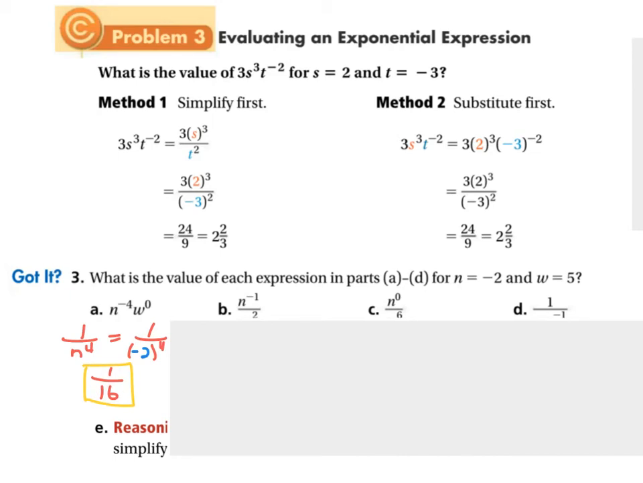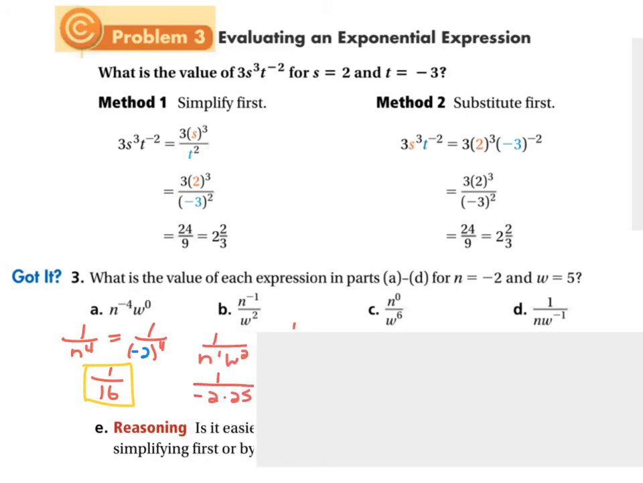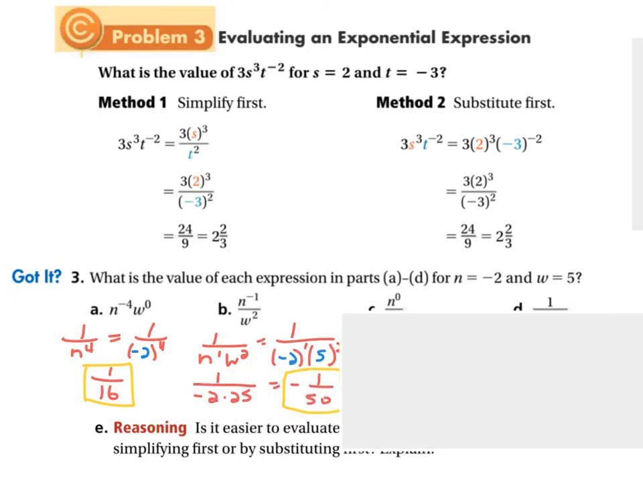Okay. For this next one, what are we changing here? We're putting that n to the 1st power on the bottom. I choose to simplify first, and then substitute values in. So you substitute -2 in for n and 5 in for w. Doing order of operations, -2 to the 1st power is -2, times 5 to the 2nd power, which is 25. -2 times 25 is -50.